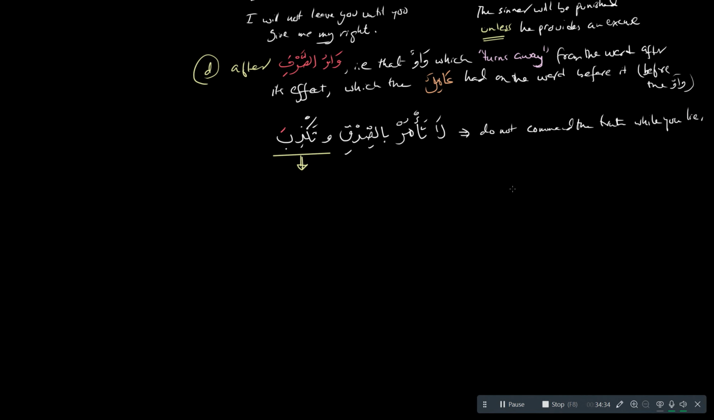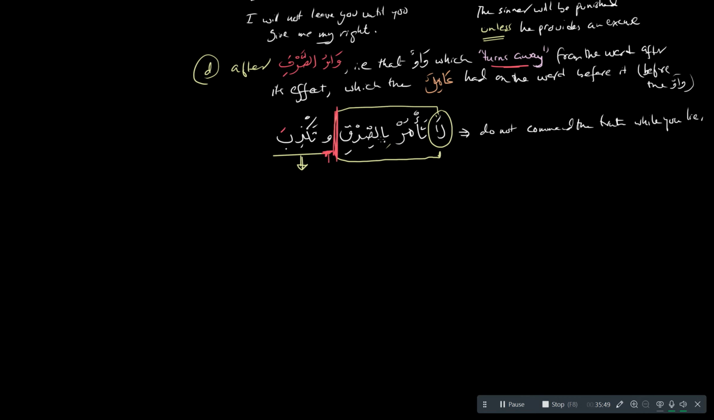And this "while" turns away the word after it from the effect which the amil had on the word before it. So this "while" blocks the effect of this amil. So "and takzib," and you lie. While you lie. This waw has the meaning of "wa an takzib."